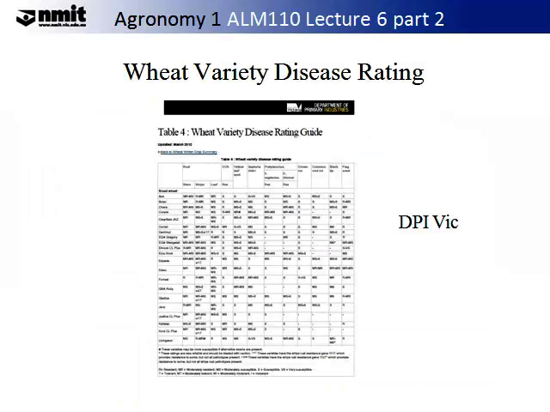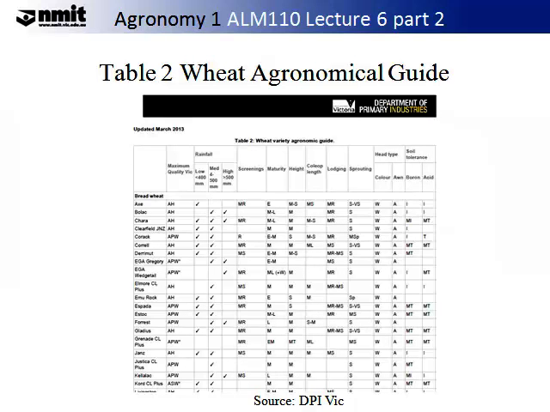Other resources that are worth looking at when you're choosing your wheat variety are the Wheat Variety Disease Rating. DPI Victoria has produced a guide. This is also available on Moodle. DPI have produced a wheat agronomical guide, which is specifically for growing wheat in the Victoria regions. Table 2 is a summary of this guide and makes a great quick reference.